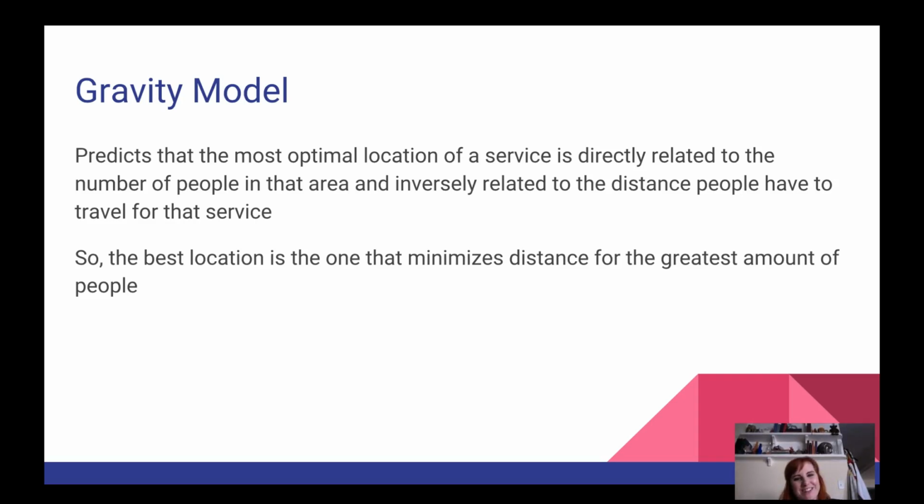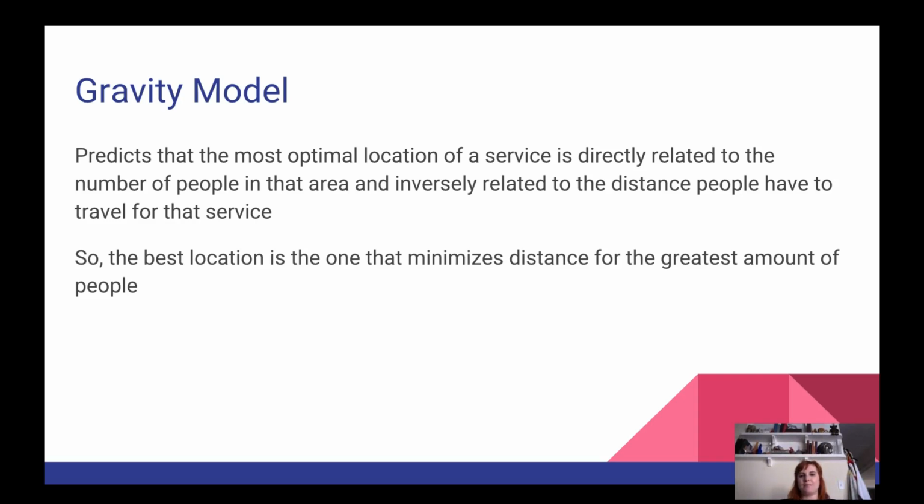The gravity model is another model that predicts the most optimal location of a service, and it says that that location is directly related to the number of people in that area and inversely related to the distance people have to travel for that service. So the best location minimizes the distance and has the greatest amount of people.